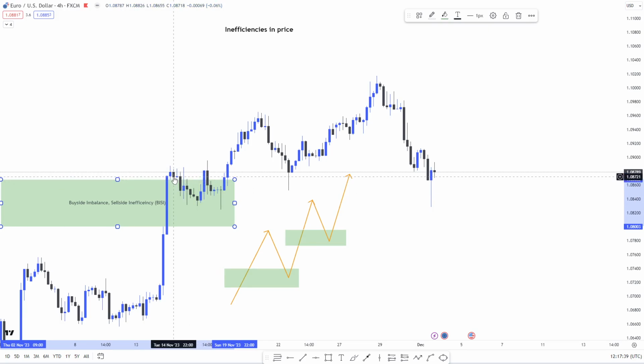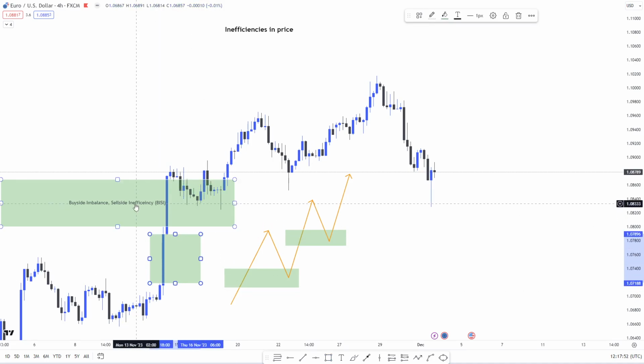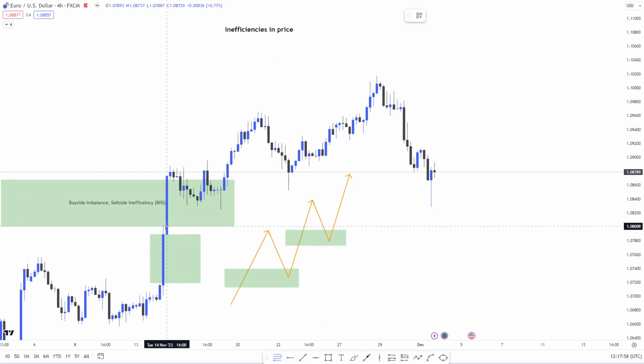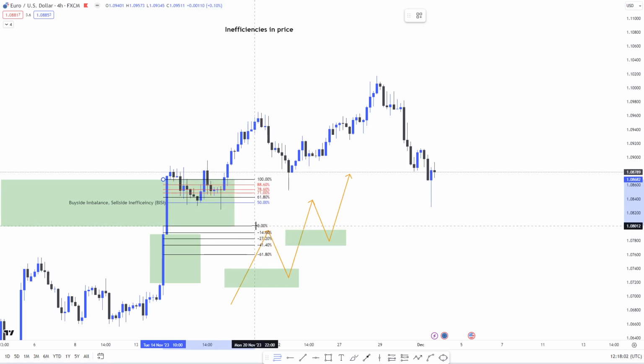So you can see here, what are the sellers doing? They're coming back into this area of inefficient price action and they're expanding to the upside. Now we've actually left a huge area of buy side imbalance, sell side inefficiency here. But price only felt the need to come into this area here, and it didn't even fill this whole area in. It just about came below 50% of that area and then pushed to the upside.